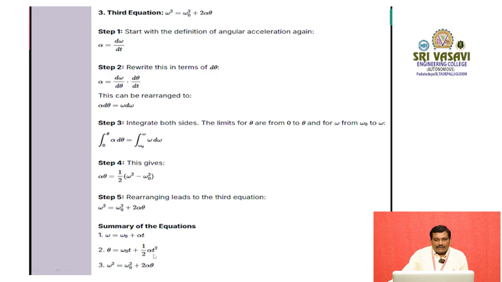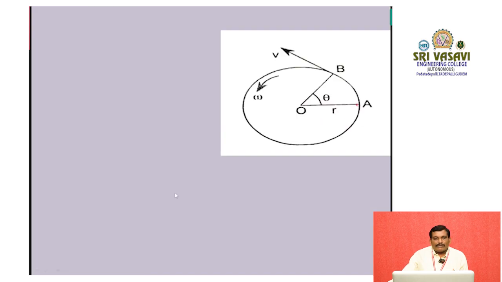These three equations are for uniform angular acceleration: omega is equal to omega naught plus alpha t, theta is equal to omega naught t plus half alpha t square, omega square is equal to omega naught square plus 2 alpha theta.